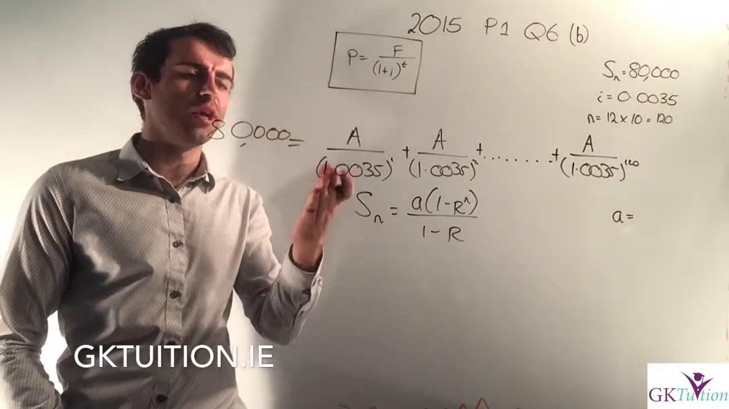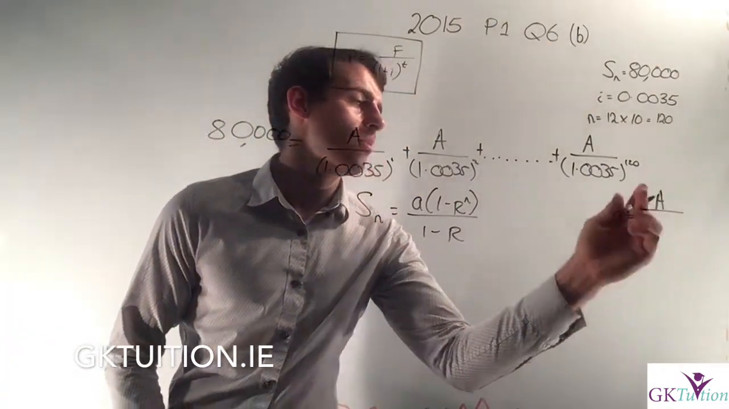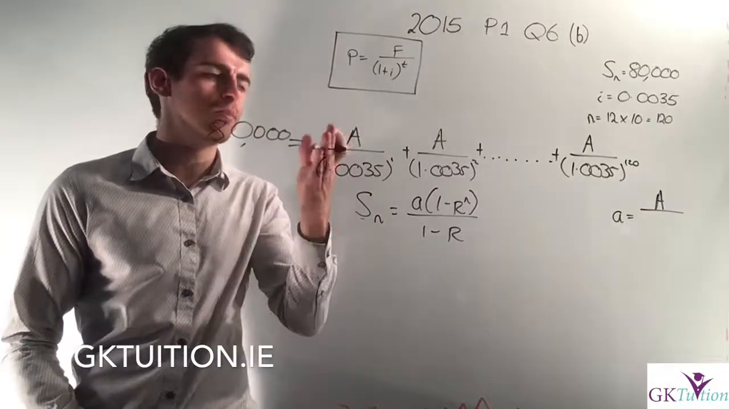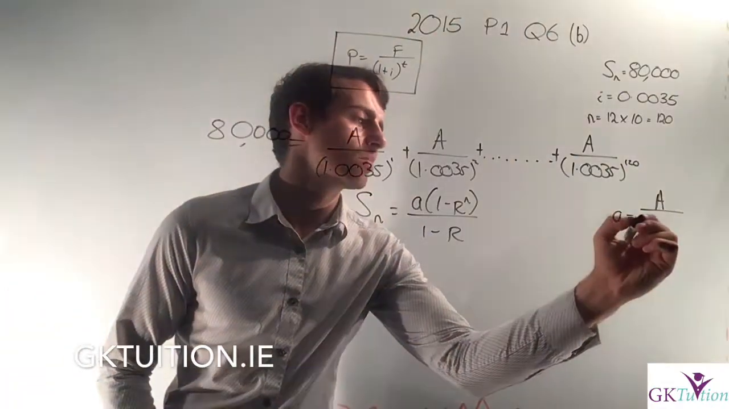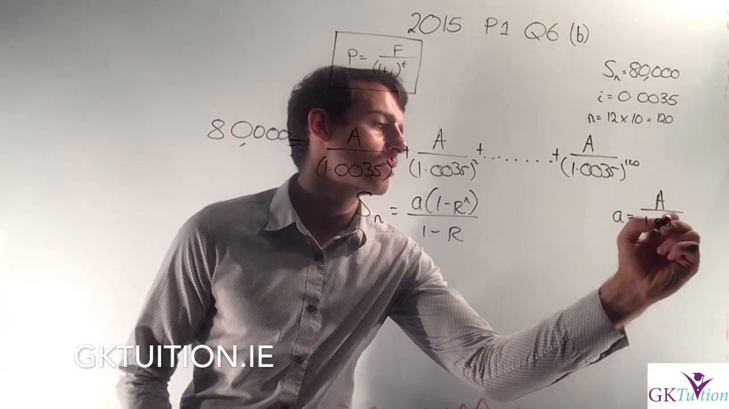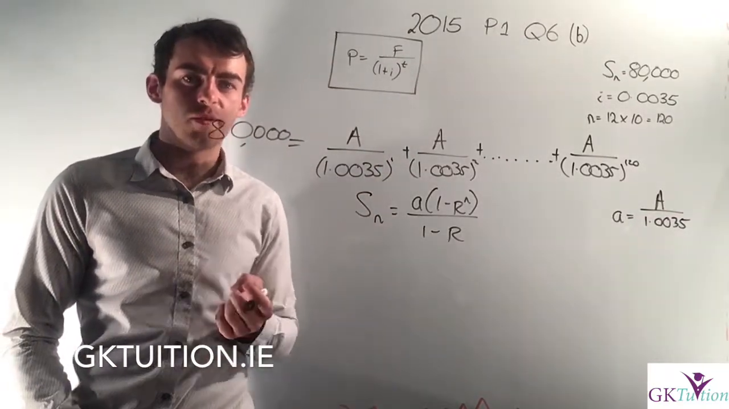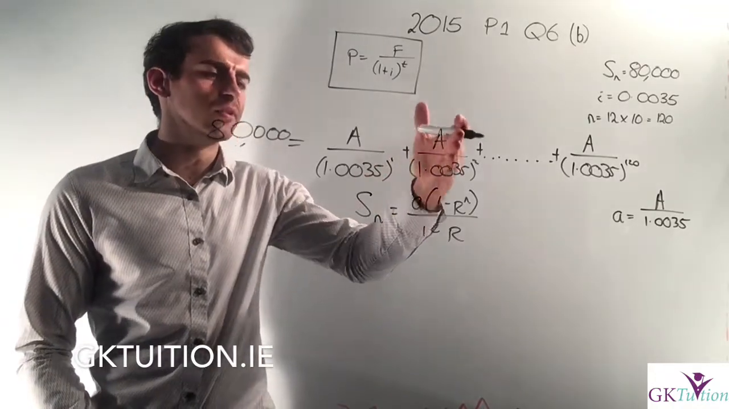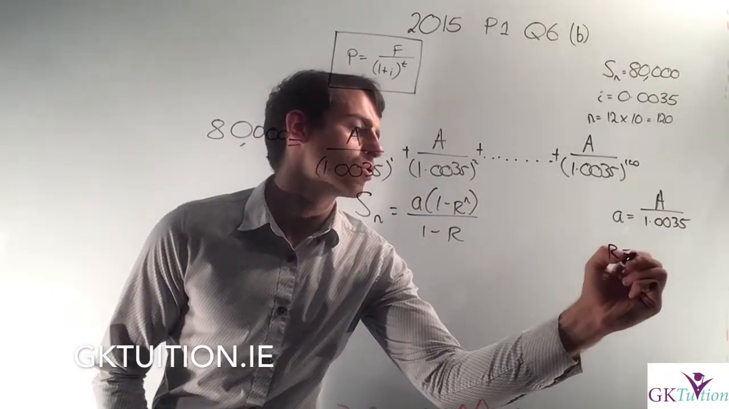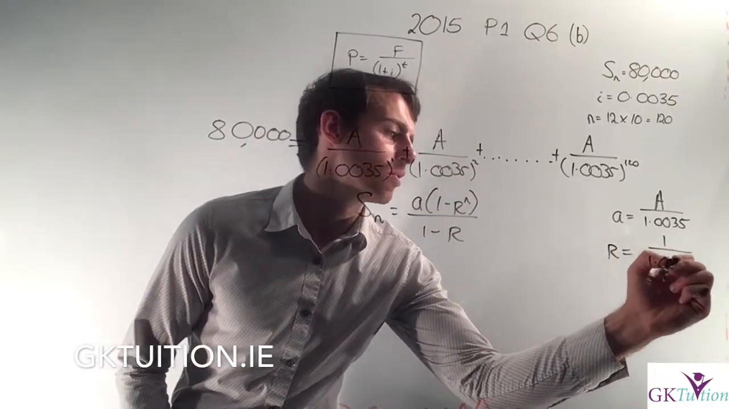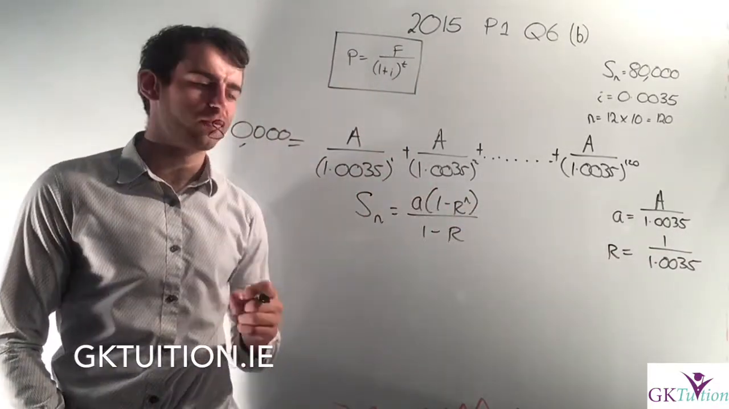So clearly the first term in my geometric series is A over 1.0035. Capital A stands for the value of each repayment, whereas the small a in this case stands for the first term in my geometric series. So my small a is capital A over 1.0035, and r is the common ratio. To get the common ratio of a geometric series, it's any term divided by the previous term. So if I took the second term and divided it by the first term, that would just work out as 1 over 1.0035. So now I know all of my unknowns and I can just substitute into this formula.